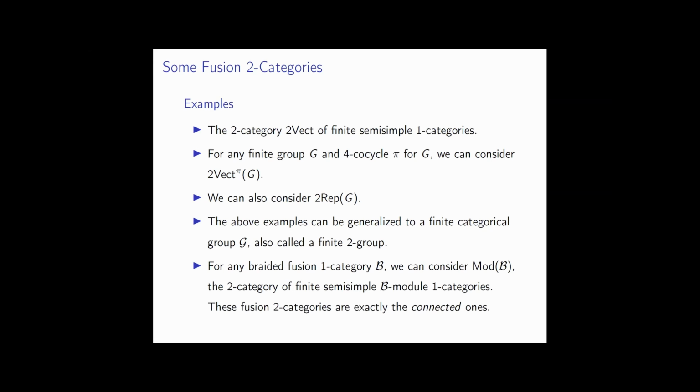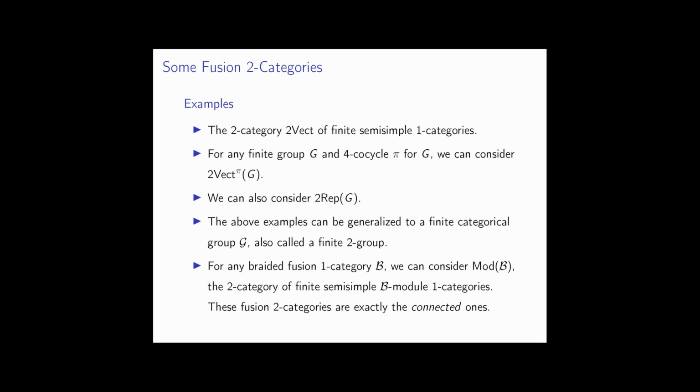Yes, and you can check that these fusion 2-categories are exactly the ones that are connected, meaning those are exactly the ones that have only one connected component. And in particular, they are completely determined by the loops, by this expression omega. Namely, if I have omega of 1_B, I just recover B.